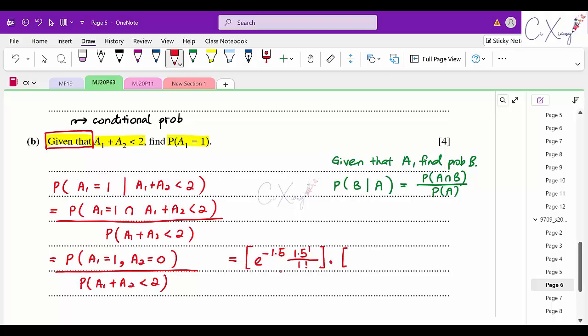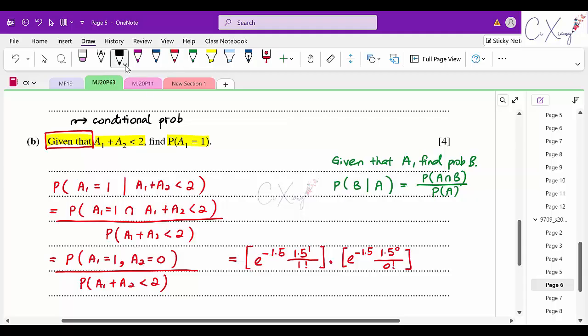Then after that, I want to calculate the probability of A2 equals 0. So again, e to the power negative lambda, still 1.5, lambda power 0 divided by 0 factorial. Just in case you can't remember, this one is the probability of A1 equals 1, and this is the probability of A2 equals 0. They are independent of each other, therefore I can directly multiply these two probabilities together on top, okay?